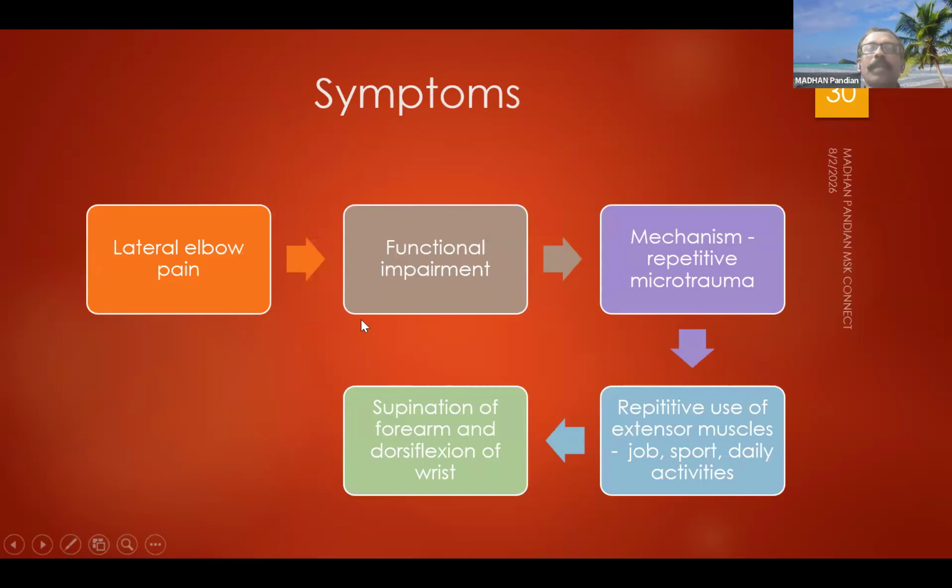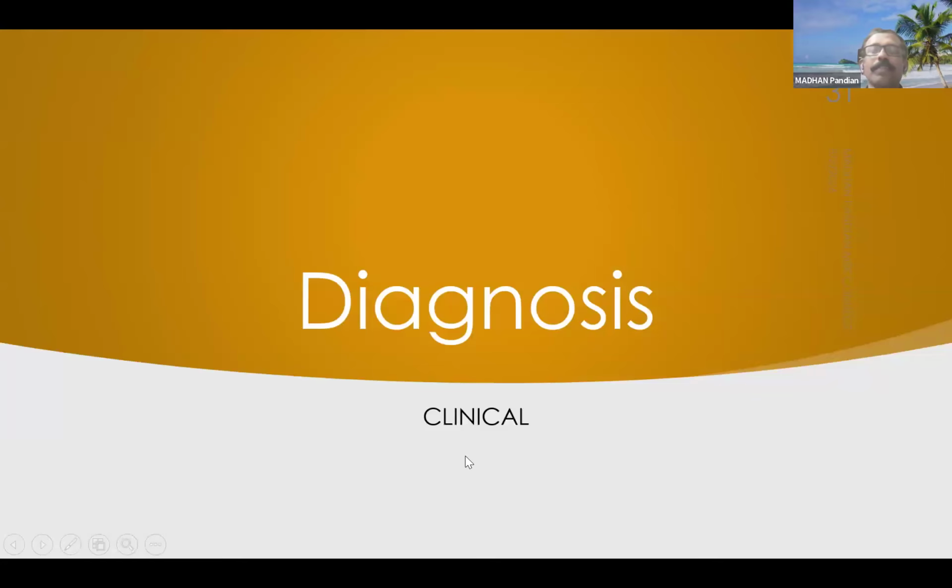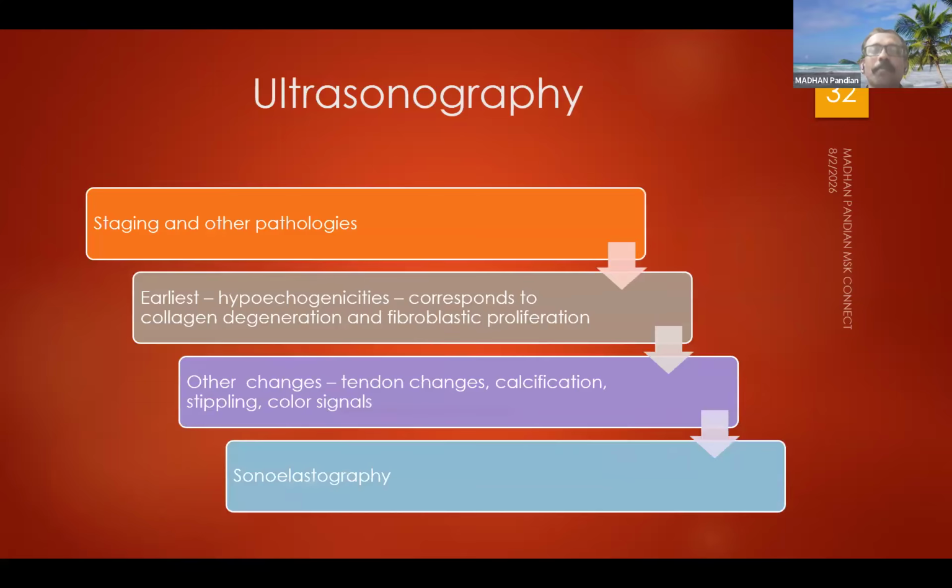In lateral elbow pain, there is a functional impairment mechanism, repeated microtrauma in job related activities, sports and daily activities. There could be a painful supination of the forearm and dorsiflexion of the wrist. So clinically you diagnose it, and you can identify and stage the pathology by ultrasonography. You can also understand the type of tendon changes, whether it is a chronic change, or if there is a calcification. Sometimes there could be an increased neoangiogenesis, which suggests that it is an acute or subacute condition.